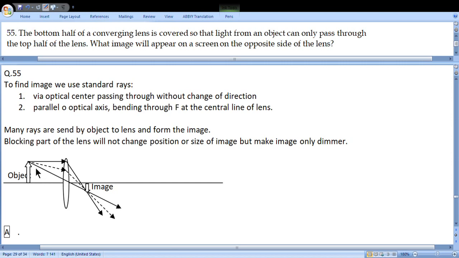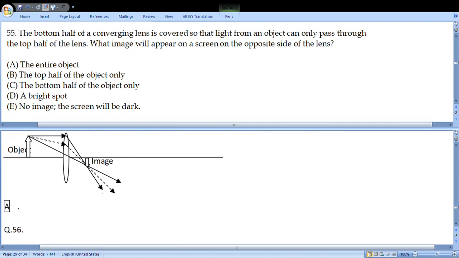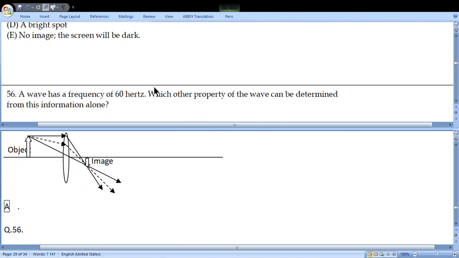In reality, the object sends billions of rays in all directions to all parts of the lens. So this means that if you cover any part, still you will have the same image. It will be not so bright, dimmer, but at the same position, the same image. And I think we have such a choice. The entire object is the best answer. Yes, we'll see the entire object.